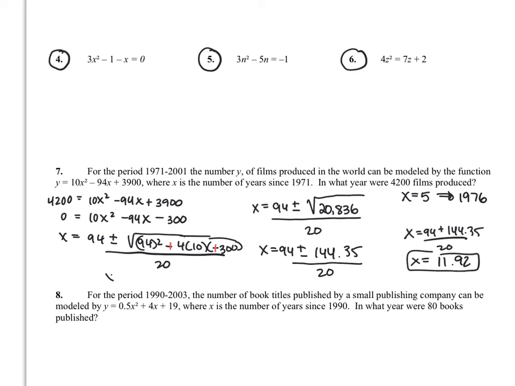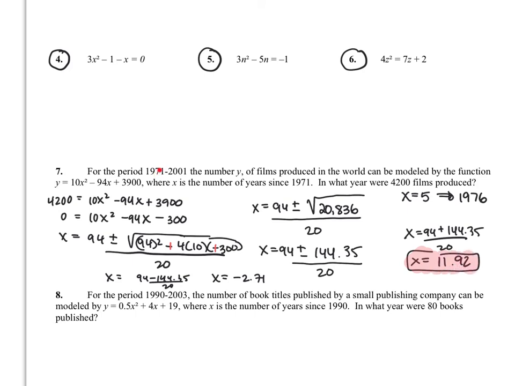Now my second root, I'm still going to do it, but when I do 94 minus 144 divided by 20, what's going to stand out to me is that right away 94 minus the 144.35 is going to be negative. And so this would mean it's going to be negative 2.71 years. Since x is negative and it represents years since 1971, that would mean we were going back in time. And so 2 years prior to 1971 would be the year 1969. And so that wouldn't make sense to go back in time, especially if we're only looking at this 30-year window.